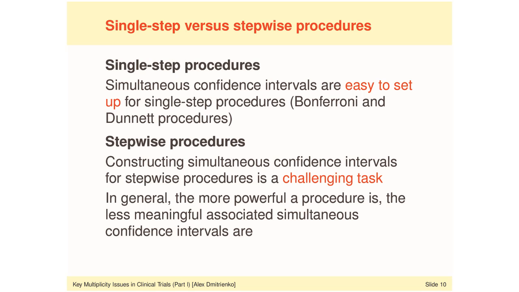But the good news here is that for the class of basic single-step procedures, simultaneous confidence intervals are quite easy to set up. And this includes, of course, the Bonferroni and Dunnett procedures that we introduced in modules C and E. And the underlying algorithm is very straightforward. Many SAS procedures, for example, support simultaneous confidence intervals for those two procedures. But as we know, the main problem with single-step procedures is that they're not very powerful.